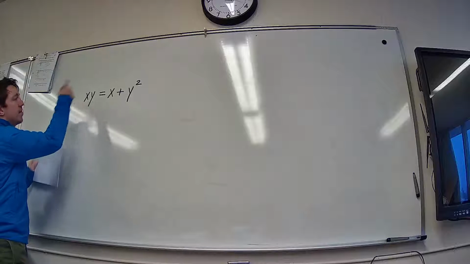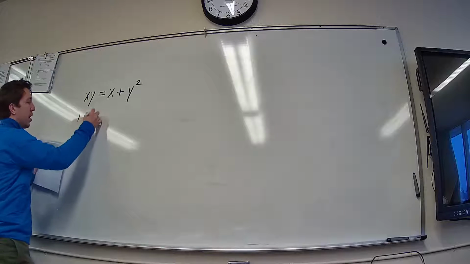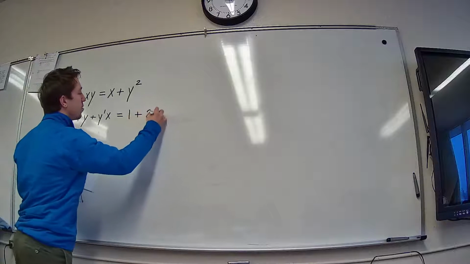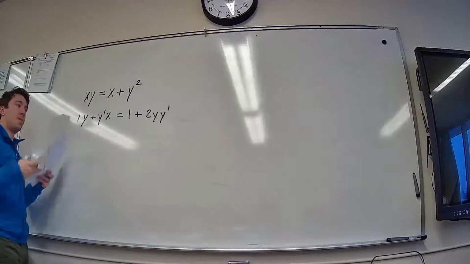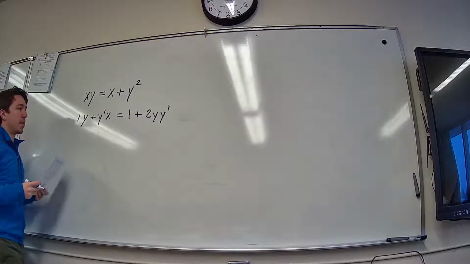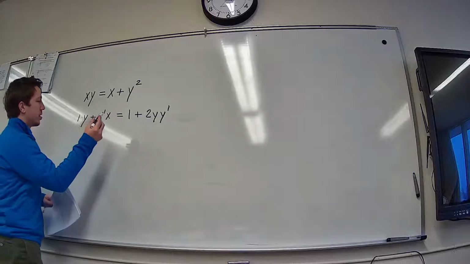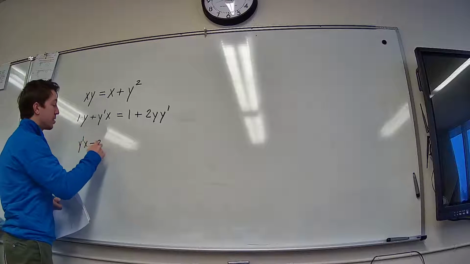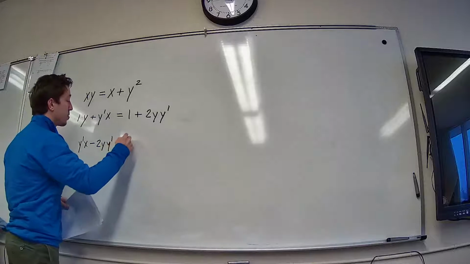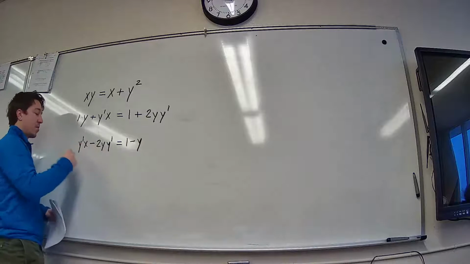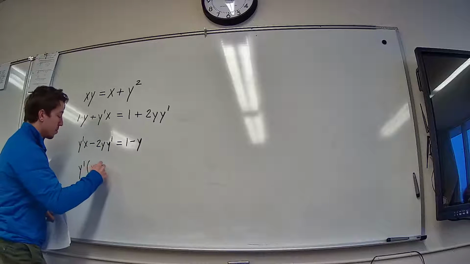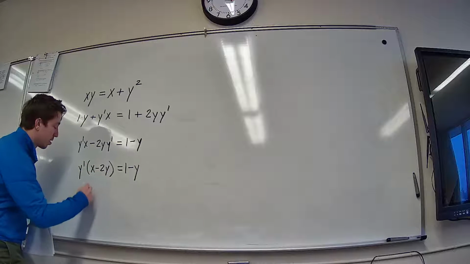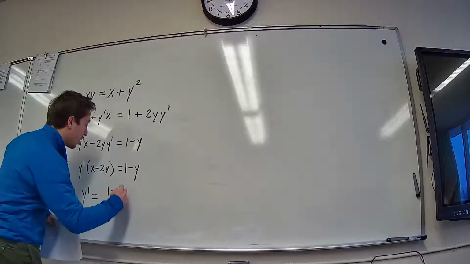Yes. Okay. So take the derivative: 1 times y plus y prime times x equals 1 plus 2y times y prime. Hopefully that process is getting a little bit easier by now. If you rearrange this, you get something like y prime x minus 2y prime equals 1 minus y. After you factor out the y prime, you can divide both sides by that expression, and you get this.